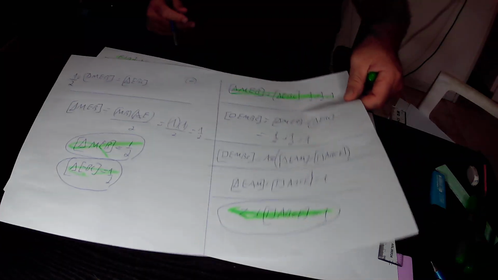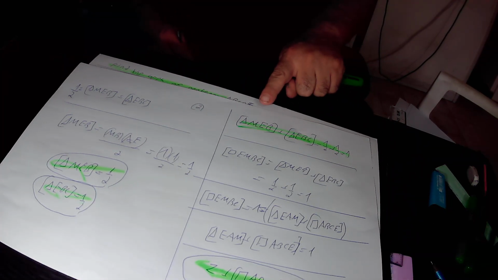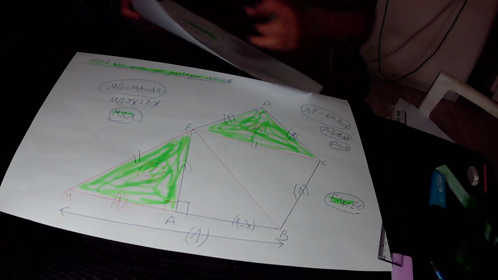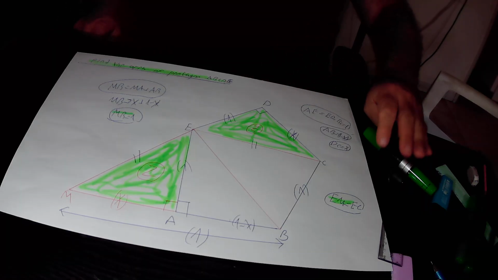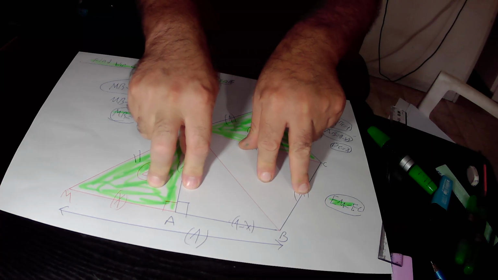So the area of triangle MEB, which is 1/2, plus the area of triangle EBC, which is also 1/2, so 1/2 plus 1/2 is 1. So in total, we find out that the sum of the areas of those two triangles is equal to 1 square unit.